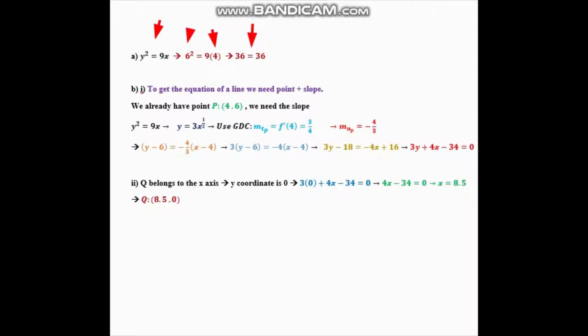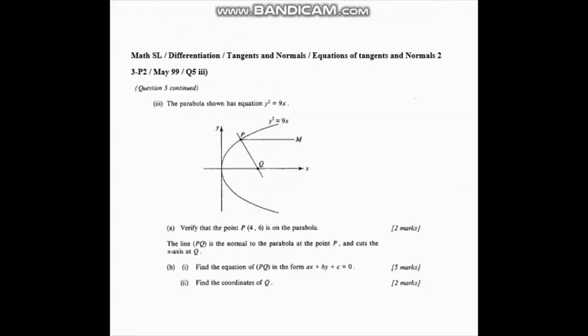So moving on to question B, we are told that the line PQ is the normal to the curve at point P, and it cuts the x-axis at Q. We want to find the equation of PQ in the form ax plus by plus c. So we want to find the equation of the normal at P. Let's check this out.